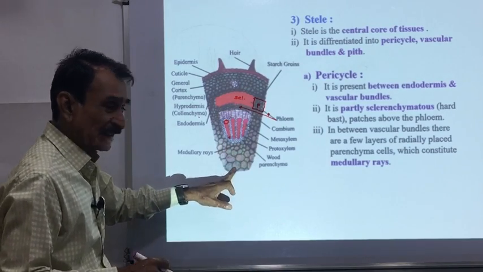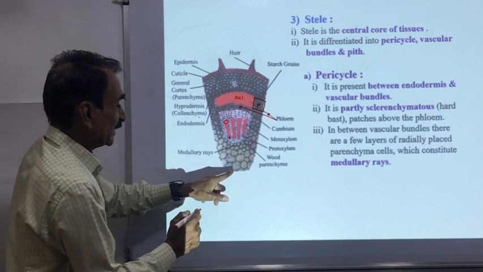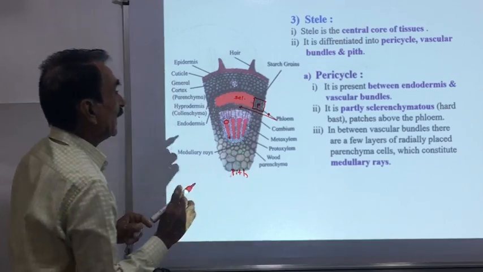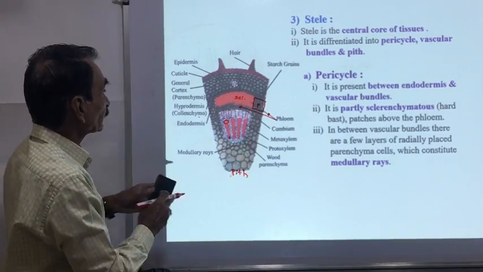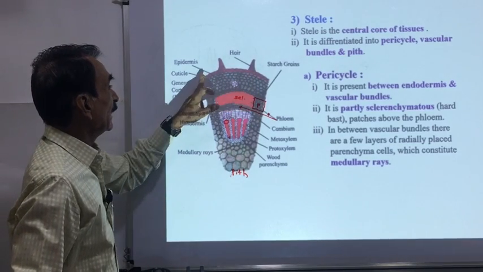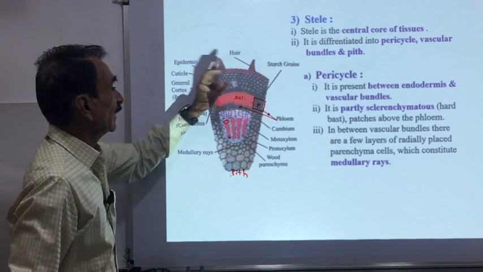Here you can see at the center there is a parenchymatous pith. This is a pith, and this pith is made up of parenchyma cells. You can see all the things once again. This is the epidermis. Epidermis is having multicellular hairs.